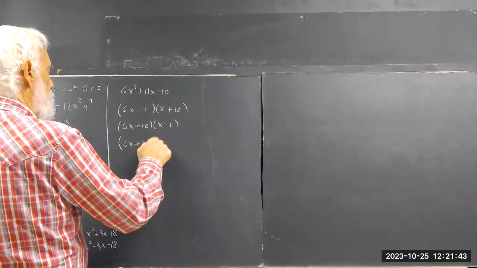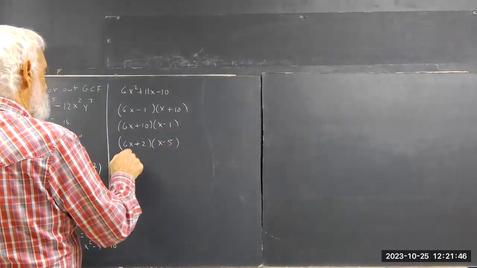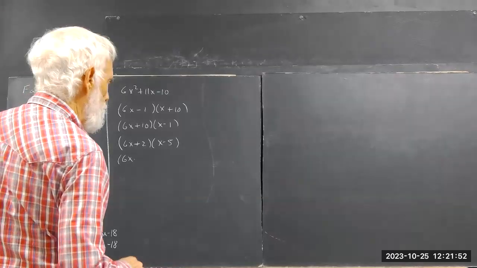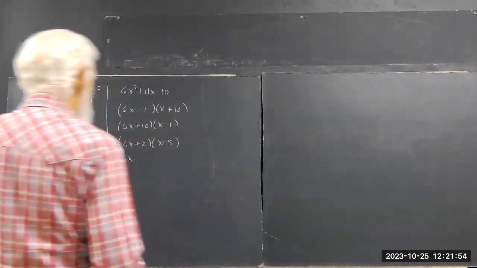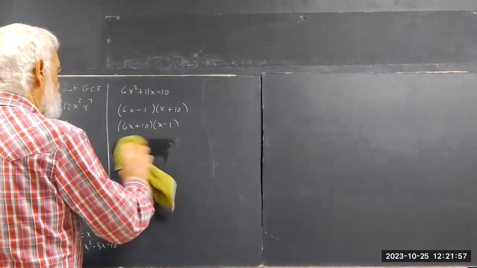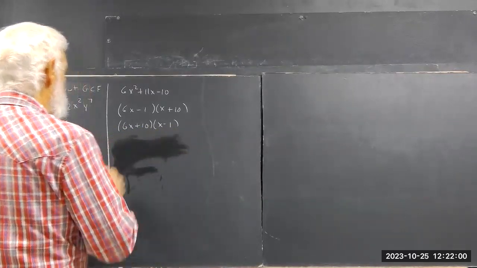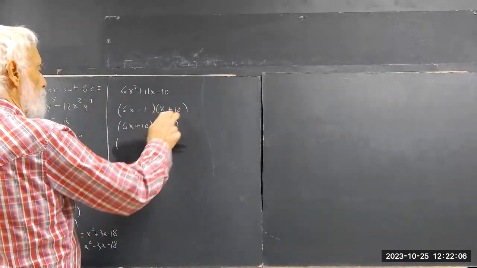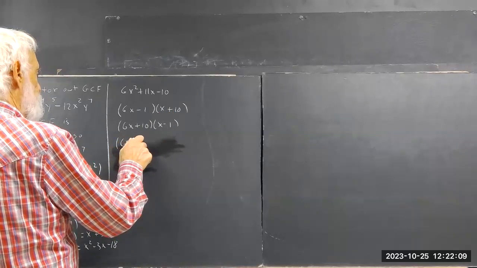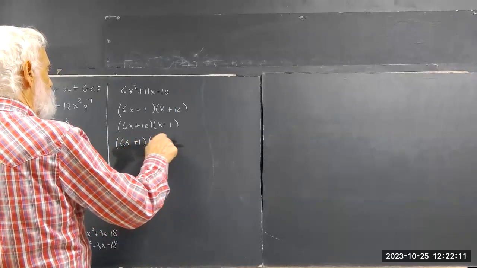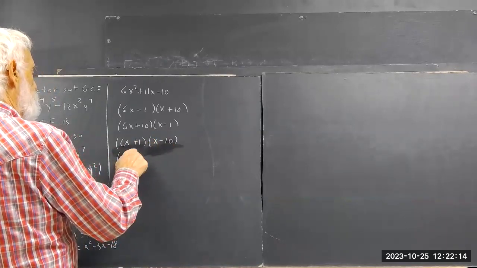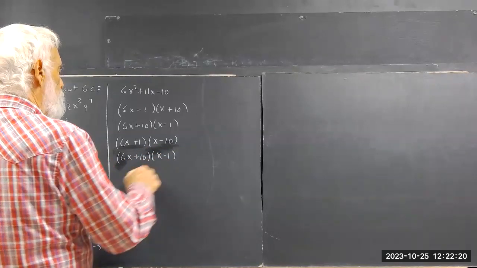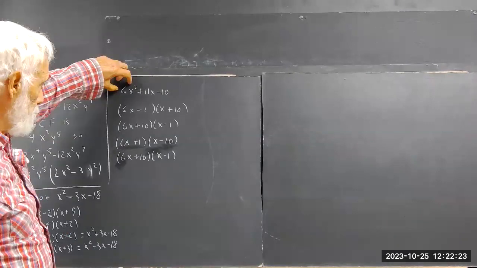6x plus 2 times x minus 5, or 6x. Actually, I'm not listing all possibilities. Okay? Let me flesh this out. Okay, here I've got a minus on the 1. I could also have a plus on the 1 and a minus on the 10. I have 6x plus 1 times x minus 10, 6x plus 10 times x minus 1. These are all possibilities that'll give us 6x squared, and they'll give us negative 10.